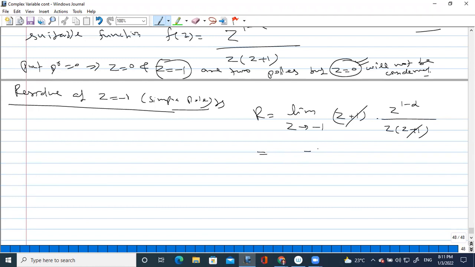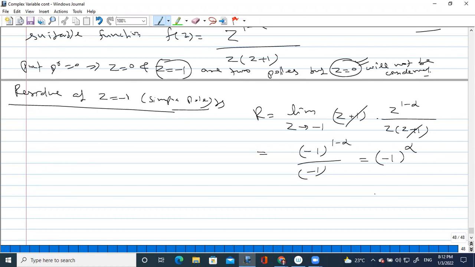So it is (minus 1) to the power 1 minus alpha divided by minus 1. Actually it will be (minus 1) to the power 1; if you take it in the numerator, that will be minus 1. Or simply z to the power 1 will be cut. It is z to the power minus alpha only. So this also will be (minus 1) to the power alpha. This much is remaining.